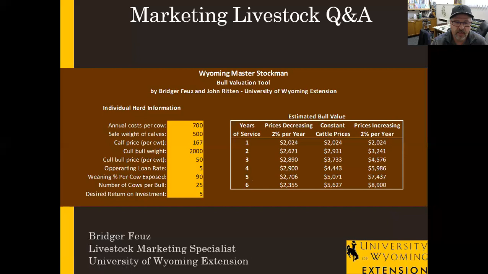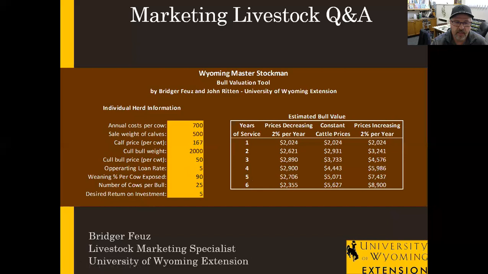Then you would enter, if you have an operating loan, what that operating loan percentage rate is. In this example, we have it in here at 5%. If you don't have an operating loan, if you're operating on a cash basis, then you don't need to enter anything here. You can enter 0 as your operating loan.